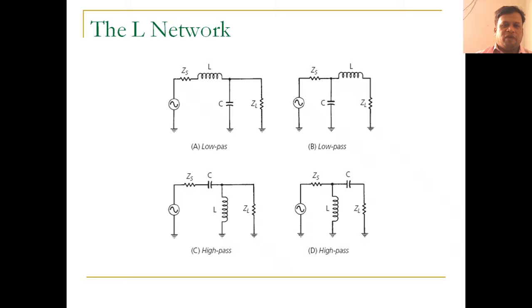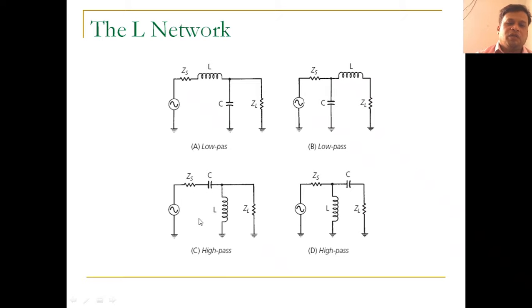What is the L network circuit? In figure A, a low pass circuit is given, having Zs and L on the source side, and at the end, C and ZL are placed in parallel. And in circuit B, Zs is in parallel with the capacitor and the inductor is in series with ZL. So this is one configuration of L type and this is another configuration of L type.